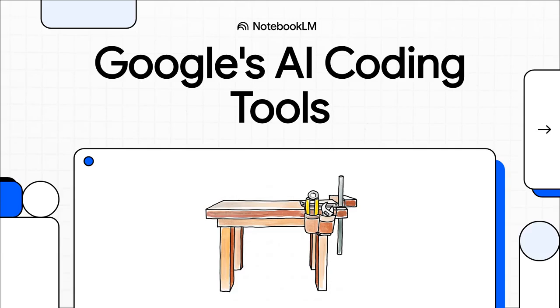Okay, so if you're a developer working with Google stuff, you've got access to some seriously powerful AI coding tools. But let's be real for a second. It can get kind of confusing, right? You've got Gemini, you've got Code Assist, you've got AI Studio. What do you use and when? Well, that's exactly what we're going to clear up today.